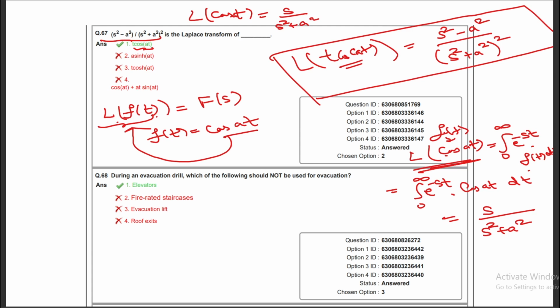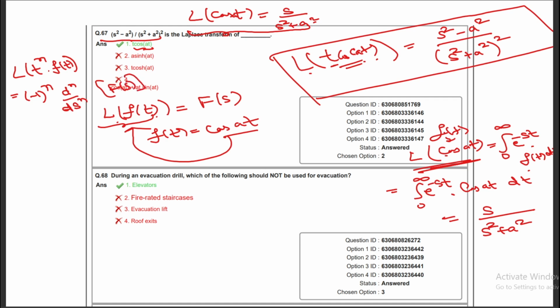But you have to find Laplace of t cos at, and you know that Laplace of cos t is equal to this one. Okay, and there is a formula you can use, and then directly you can find Laplace of t raised to power n into f of t is equal to minus 1 power n, d power n over ds power n of f of s.